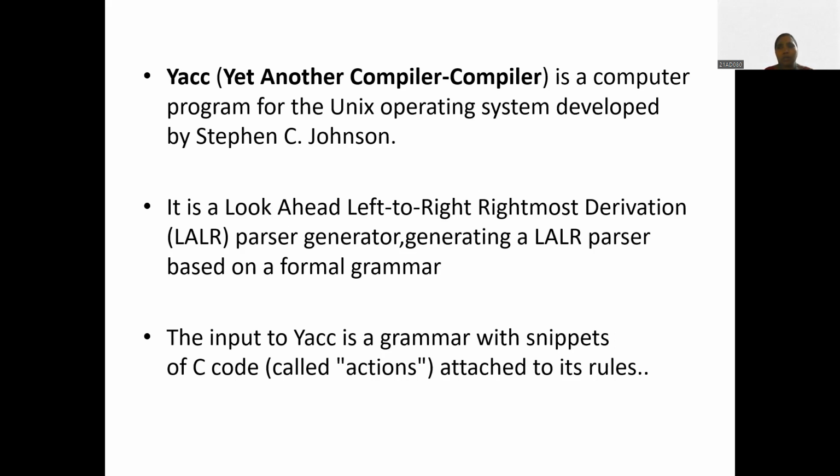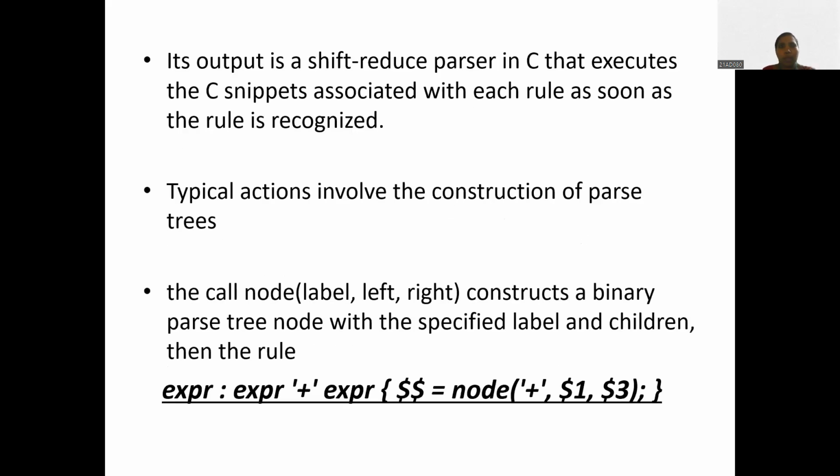As we saw in our LEX tool that we had three parts, here also we are having those parts. Its output is a shift reduce parser in C that executes the C snippets associated with each rule as soon as the rule is recognized. Typical actions involve the construction of parse trees. The call node, right? The parameters are label, comma, left, comma, right. It constructs a binary parse tree with a specified label and children. Now the rule will be expr colon expr plus expr. Now how it will be represented in the form of the node.